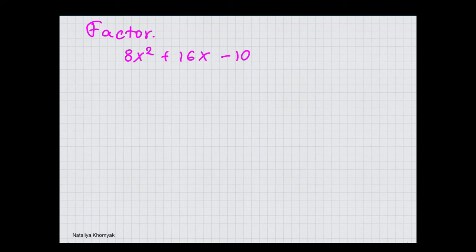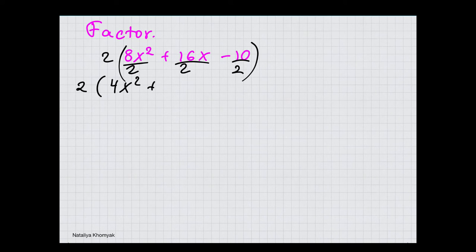Okay, so here we have some big numbers, but 8, 16, and 10 are all even numbers, so I know we can take out 2 out of all of them before we even start factoring the trinomial. So we get 2 times 4x squared plus 8x minus 5. And now we have slightly smaller numbers to work with. Once again, we multiply 4 and negative 5. The product is negative 20, so we will be looking for difference.